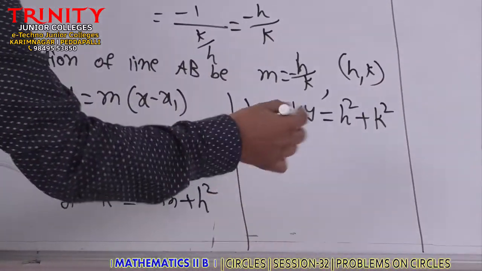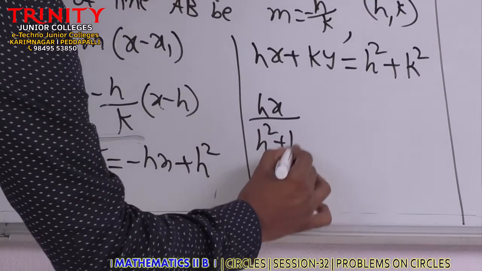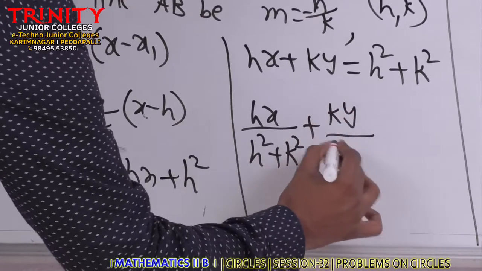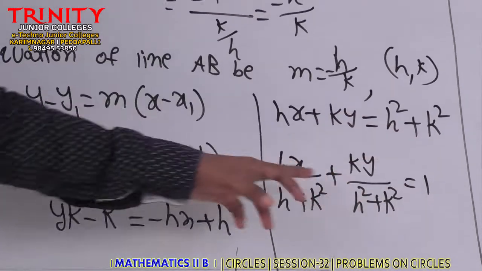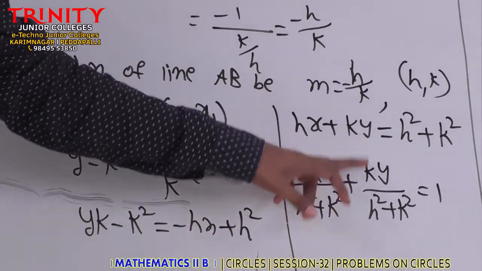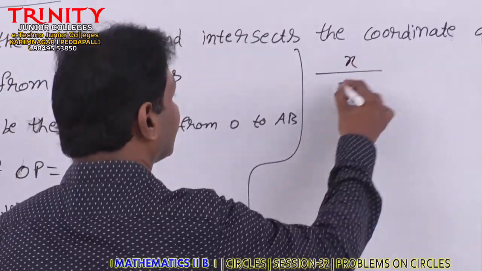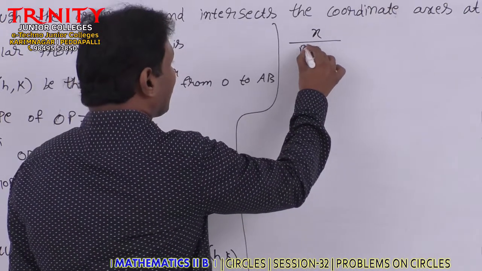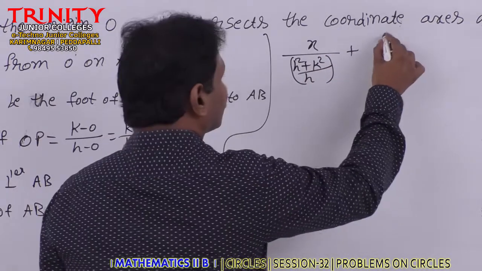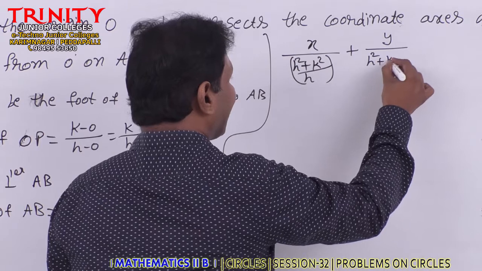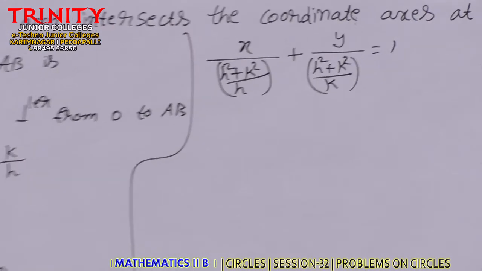This is the equation. Dividing the equation by h square plus k square, hx by h square plus k square plus ky by h square plus k square equals 1. Then converting to intercept form: x by (h square plus k square divided by h) plus y by (h square plus k square divided by k) equals 1. This is the line AB in intercept form.